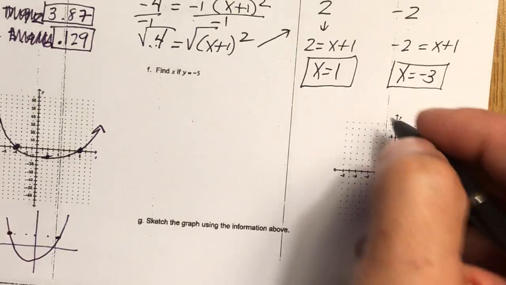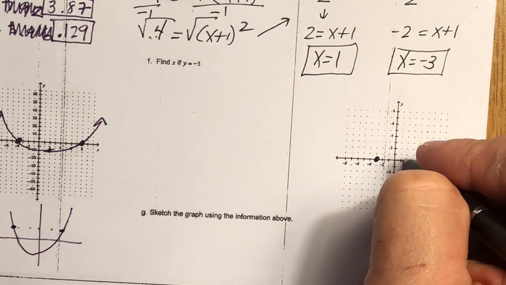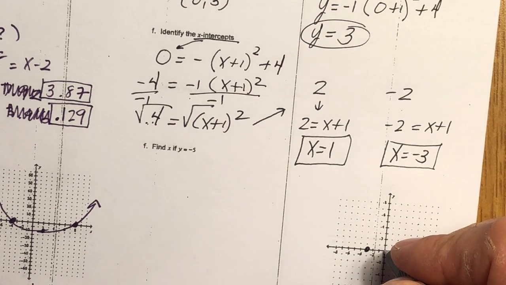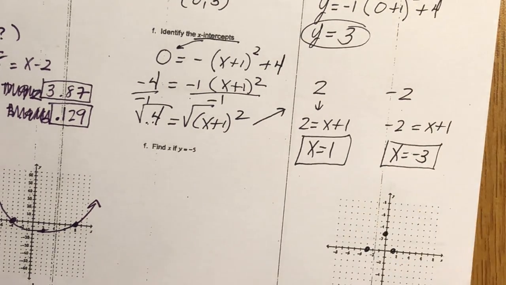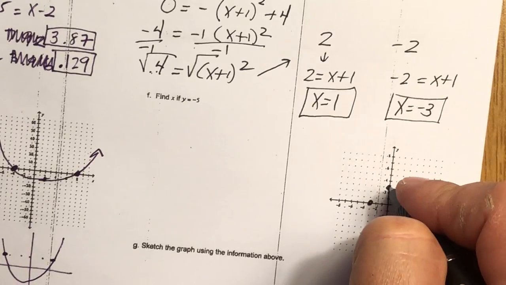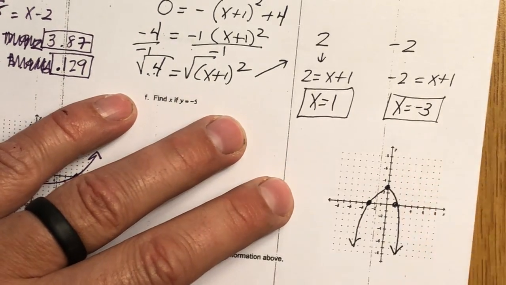If I want to go down to my graph, -1, 2, 3, and a positive 1, we know that my y-intercept is (0, 3). All right, and I can sketch in my graph.